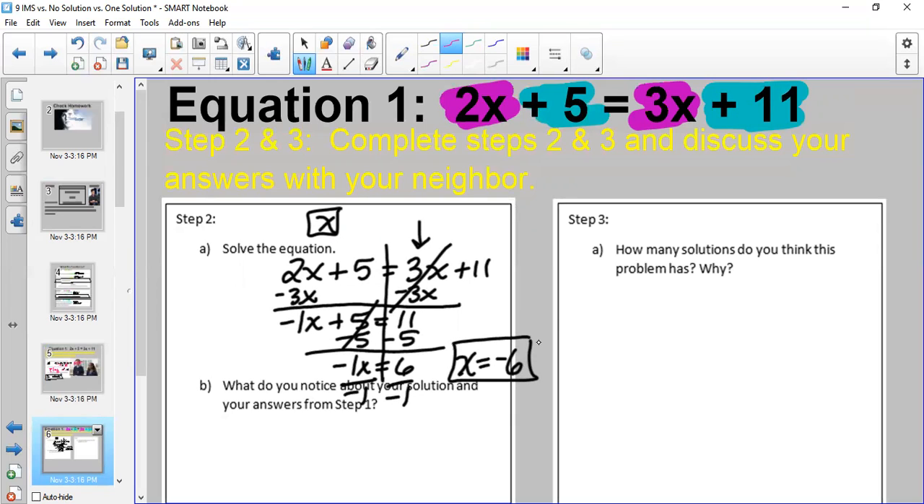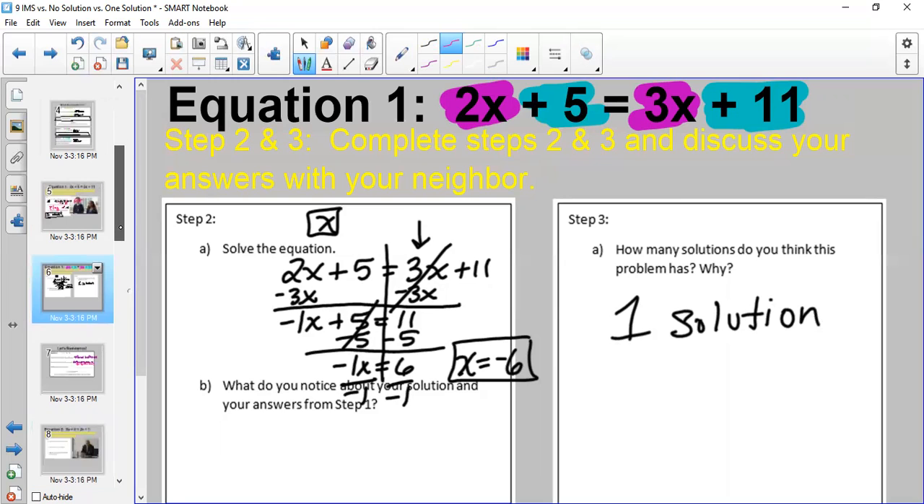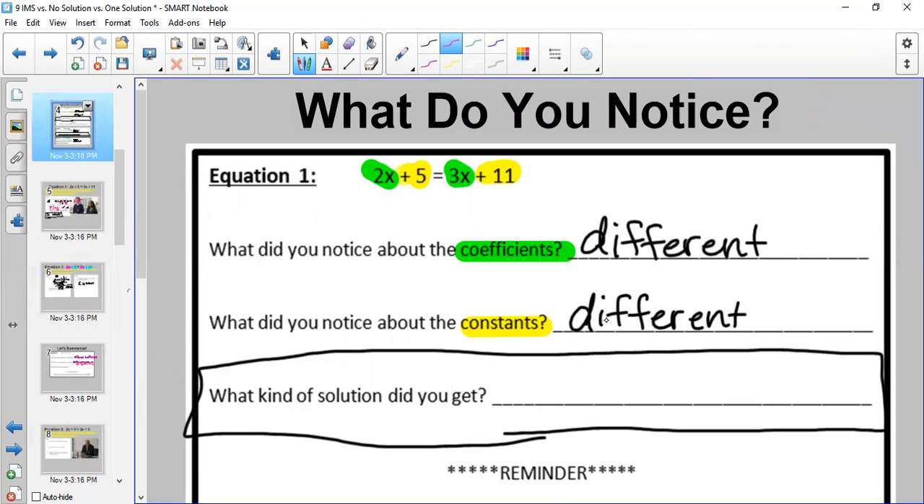All right, it said, what did you notice about your solution and your answer from step 1? Well, we only had one answer and we had one person win the game. Okay, so that kind of makes sense. One solution is the answer. We had one exact solution, and that one solution was negative 6. Okay, so that again is when we have different coefficients and different constants. Those are the type of problems that you guys are used to. So I'm going to go back to what we started at the very beginning. We said when they are different and different, we have one solution.